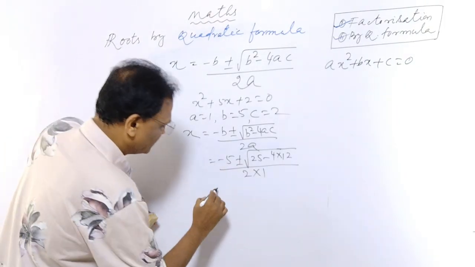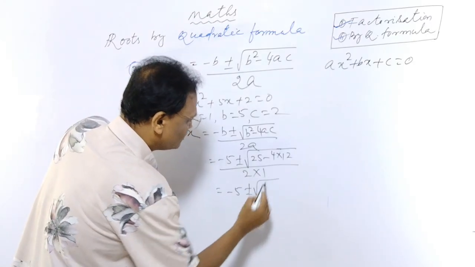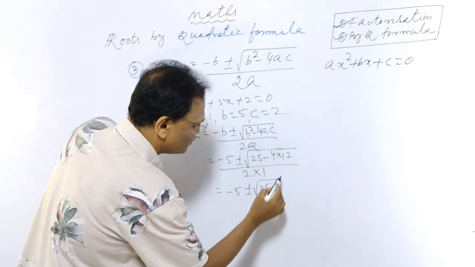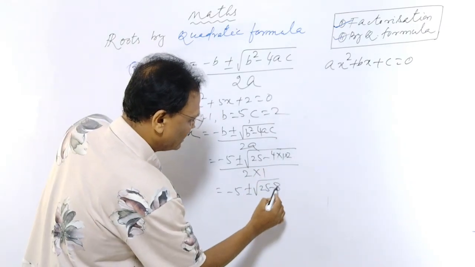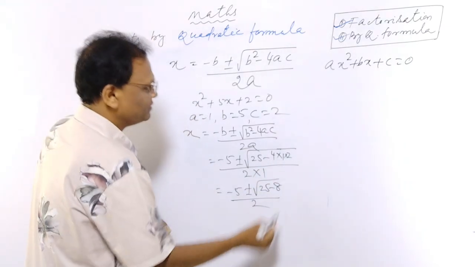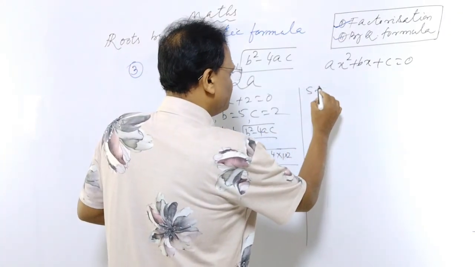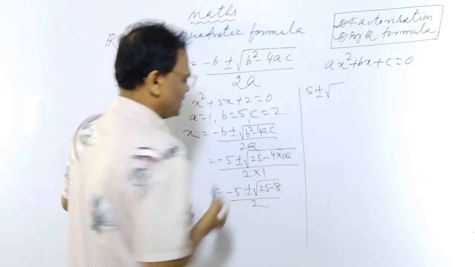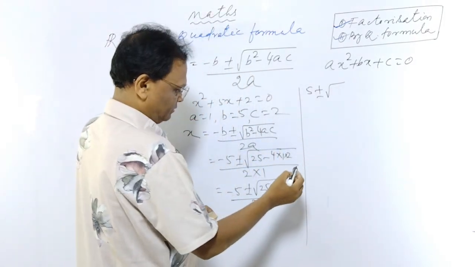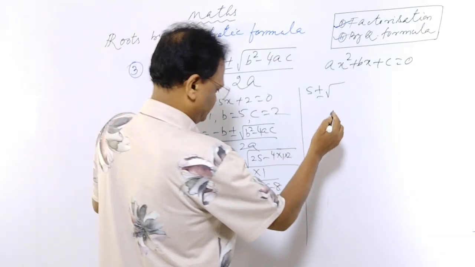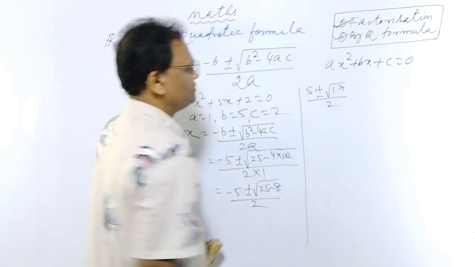This further simplification gives me: minus 5 plus or minus root of 25 minus 4 into a into c, 4 into 1 into 2 is 8, and divided by 2. If I further simplify, this will give me 5 plus or minus root of 25 minus 8, which is 17, and divided by 2.